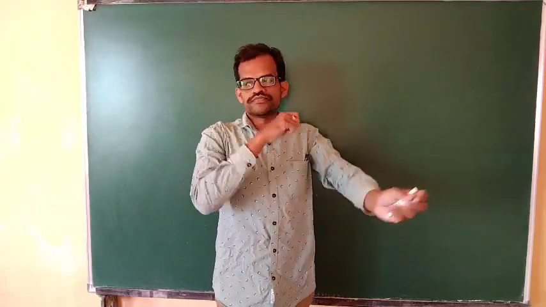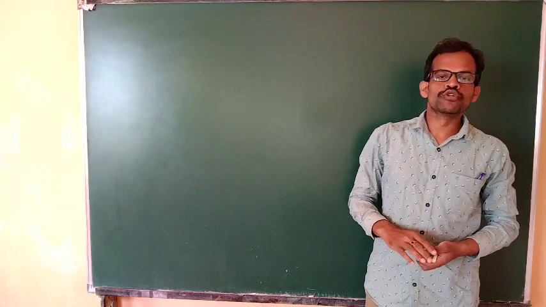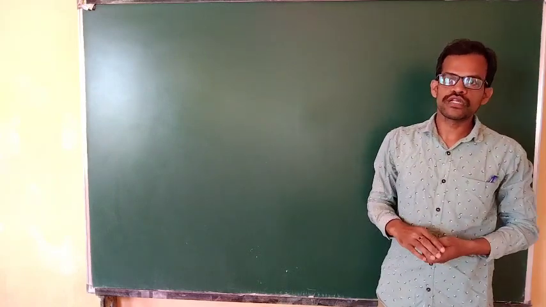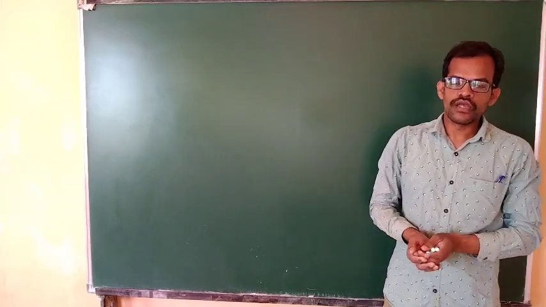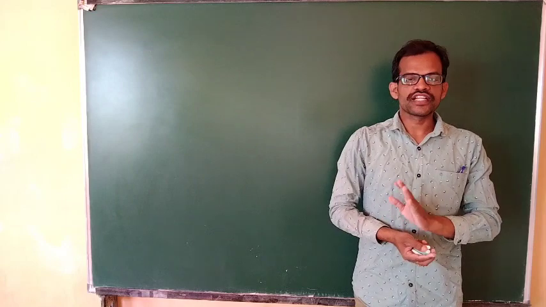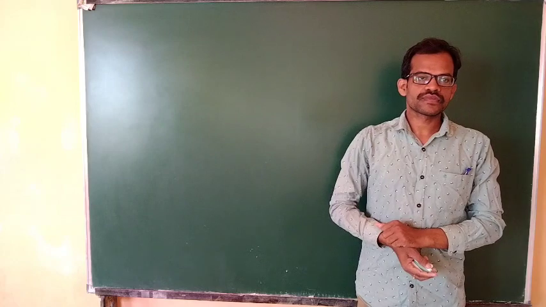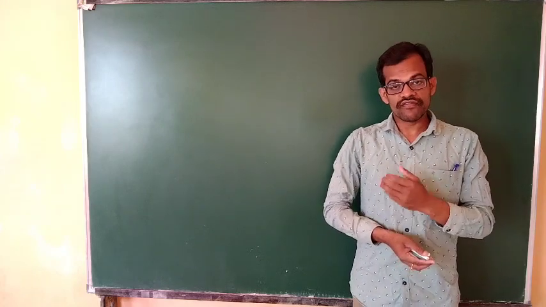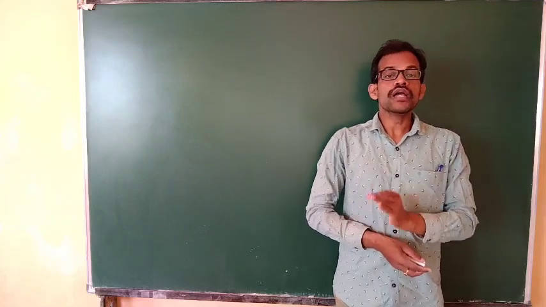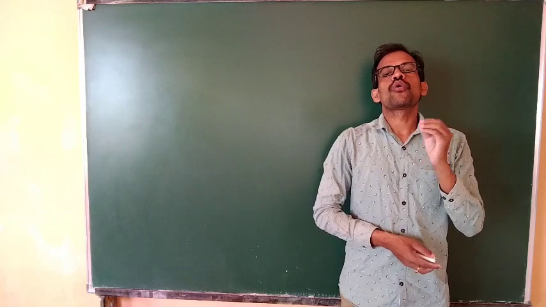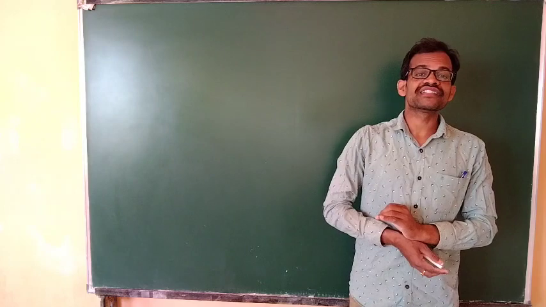Good morning, students. Today we start a new chapter in human physiology, the sixth chapter: neural control and coordination system. We already discussed the last chapter, locomotion and movement. It is a very interesting and very important chapter in our life. What is the chapter? Neural control and coordination system.